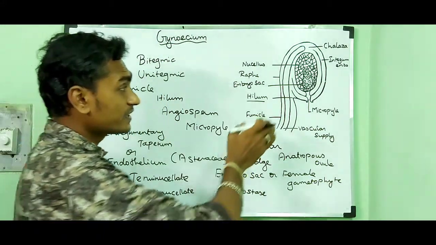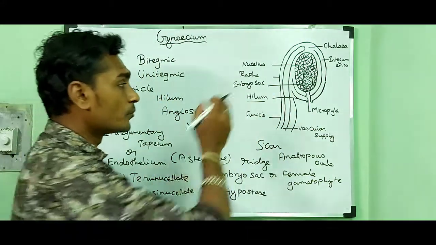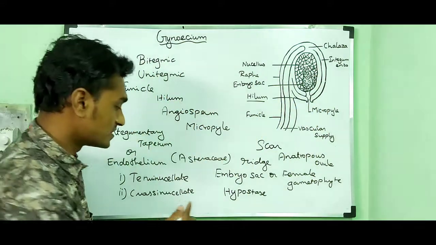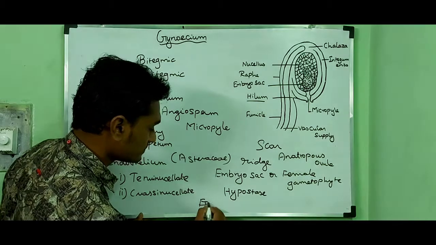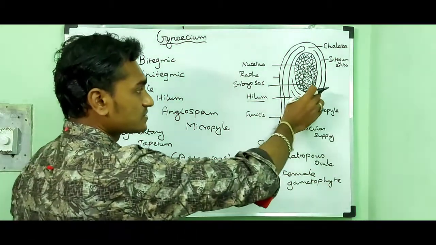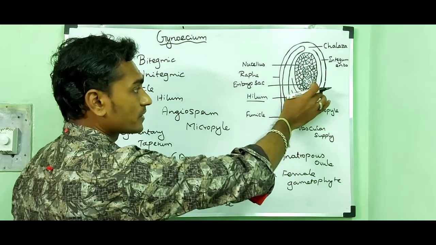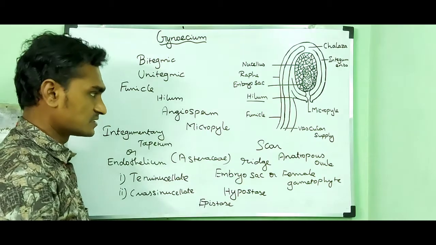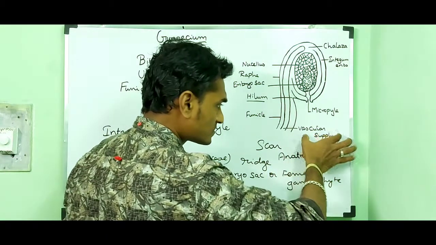Then thick-walled cells are formed above the micropyle or embryo sac, and that type of cell is called the epistase. Then the vascular supply.